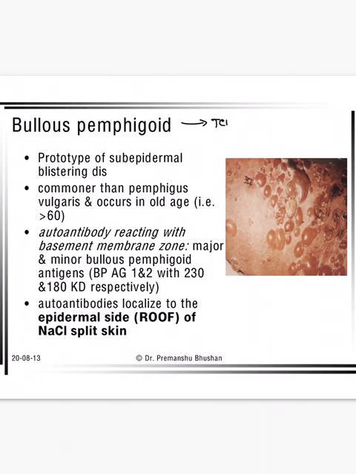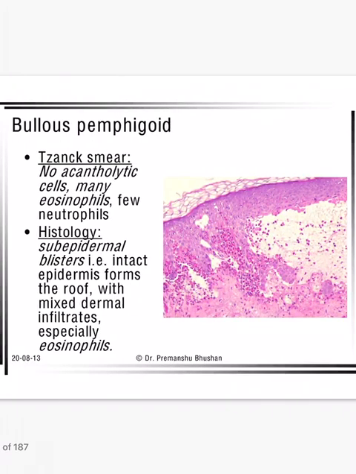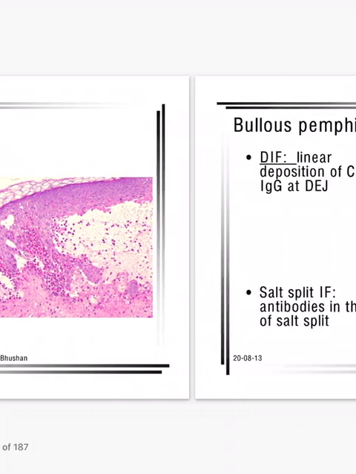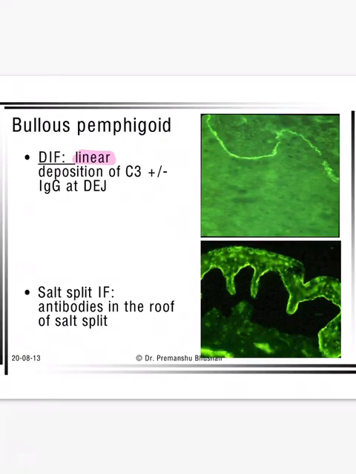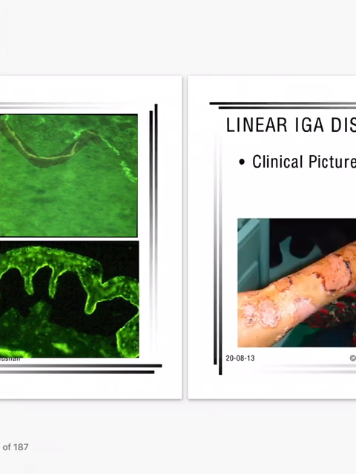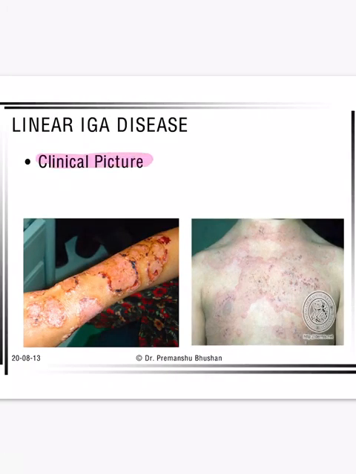Now coming on to the bullous pemphigoid, this is located deeper down, hence the bullae are tense, guys. Okay, it is due to BPAG1 and 2, guys. Okay, so bullous pemphigoid, Tzanck smear, there is no acantholysis because it is very deep down, and it is a subepidermal blister, guys. Okay, in bullous pemphigoid, it is a linear deposition of IgG and C3, guys.